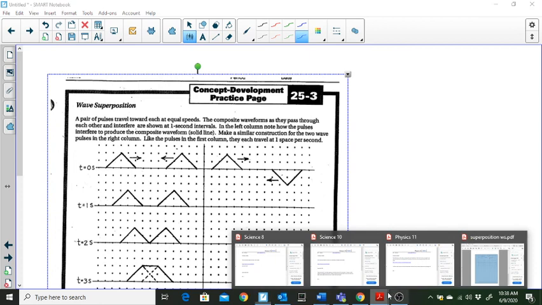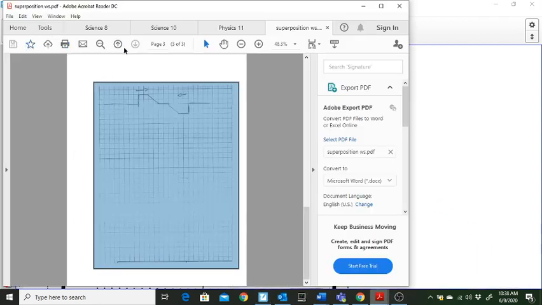Yeah, let me see if I can pull it up. Back one page.